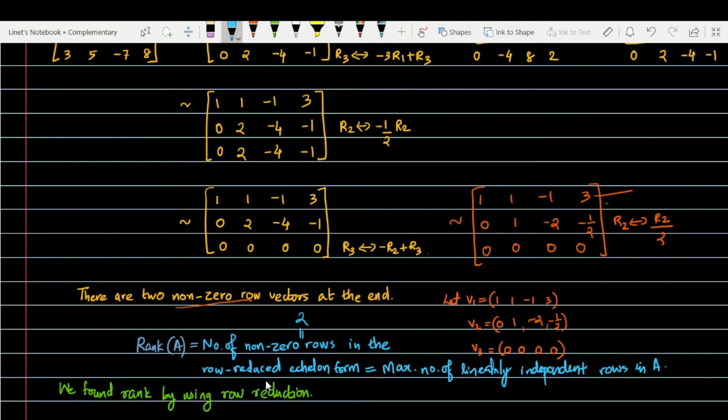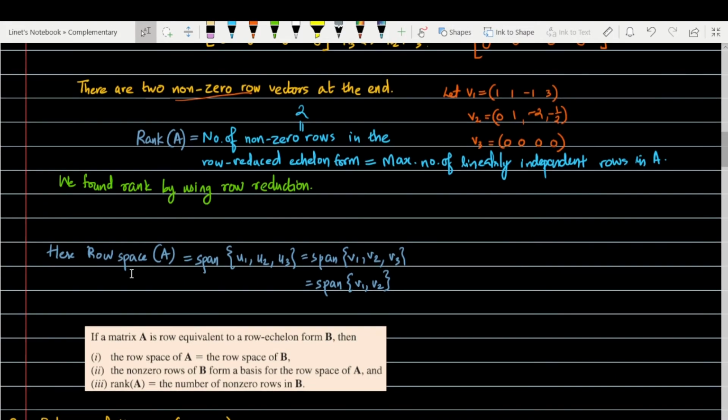Okay. And here you can say that the row space of A is equal to the span of U1, U2, U3. That was the rows of A. And then after row reduction, you got the new rows which are V1, V2, V3, and V3 is nothing but all zeros. That means span of U1, U2, U3 is equal to span of V1, V2, V3, which is nothing but span of V1, V2, because V3 is just a zero row. Okay, that is the row space of A.